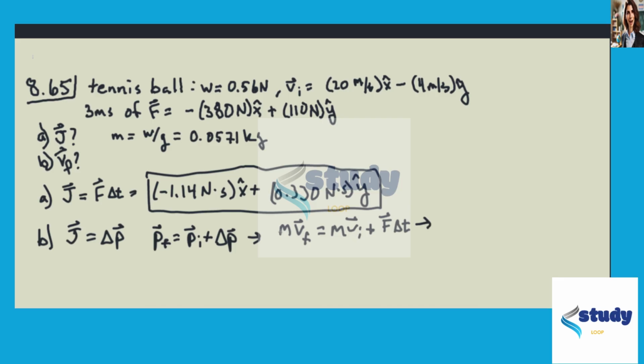So you divide through by m, put in the numbers, and we find that this is 0.04 meters per second in the x direction plus 1.8 meters per second in the y direction.